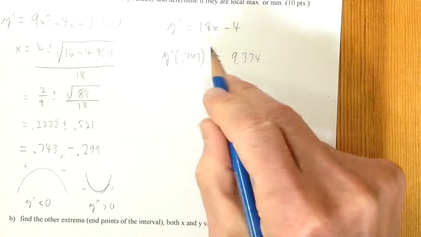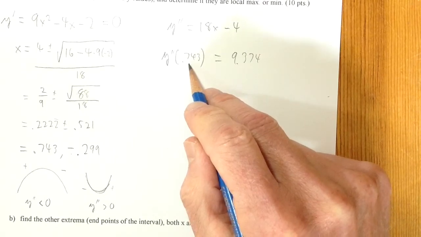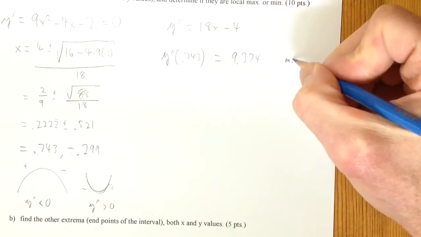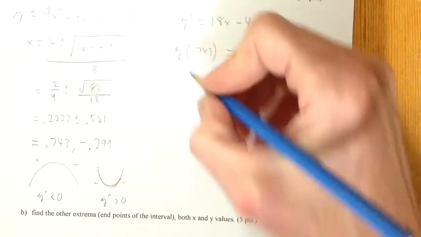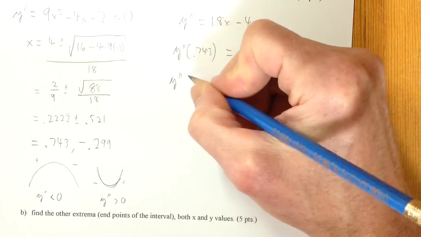Now it says you want both x and y values. So we know this is a minimum, which means that the other one pretty much has to be a maximum. There's no way you can have two minimums next to each other without a peak in between, if it's a nice well-behaving function. But let's figure it out anyway. Let's just check and make sure we did the math right.